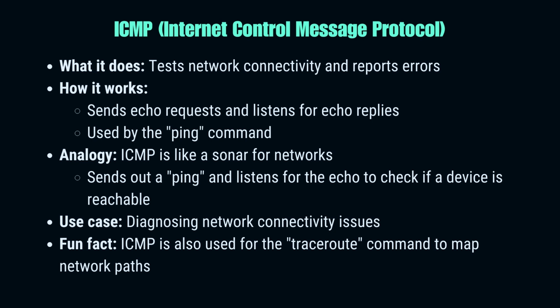When you ping a device, ICMP sends an echo request message to that device and waits for an echo reply. If the device responds, it means the network connection is working. If not, there might be an issue with the connection. Imagine a submarine sending out a sonar ping and listening for the echo to find out what's around it. ICMP works in a similar way for networks. ICMP is also used in the traceroute command, which helps map the path data takes to reach its destination. This makes ICMP invaluable for network administrators when troubleshooting connectivity problems.